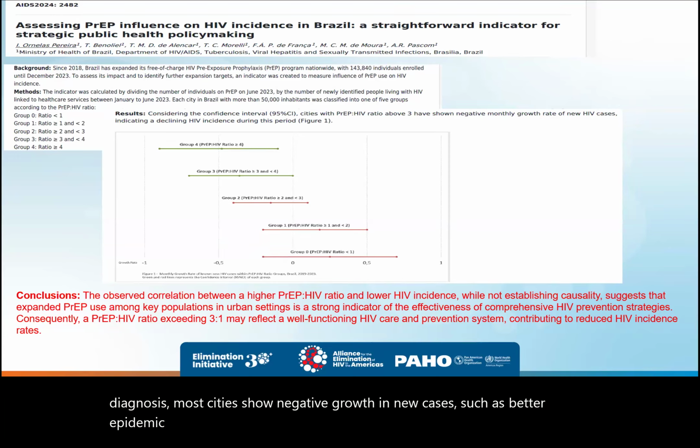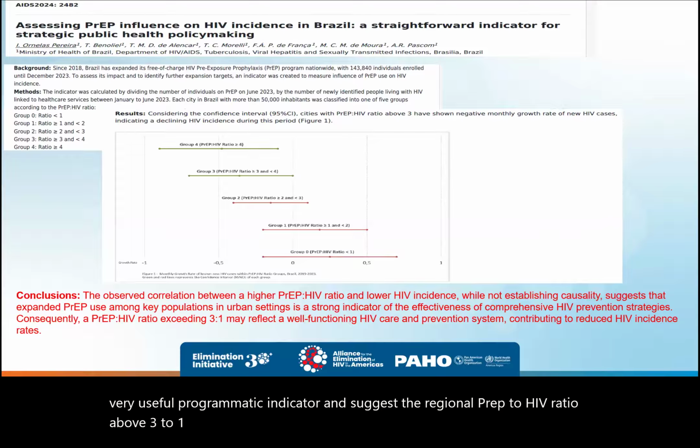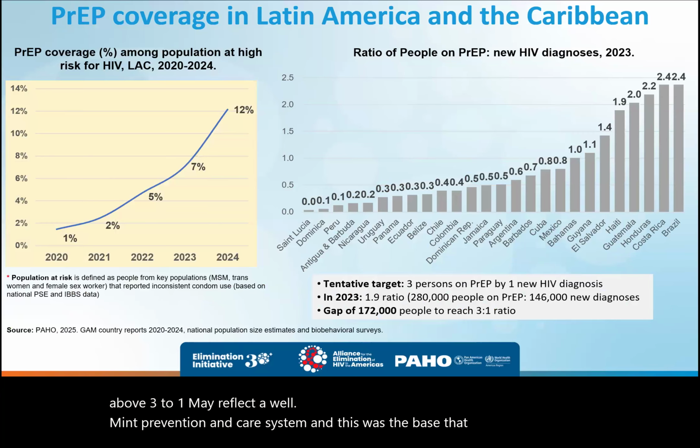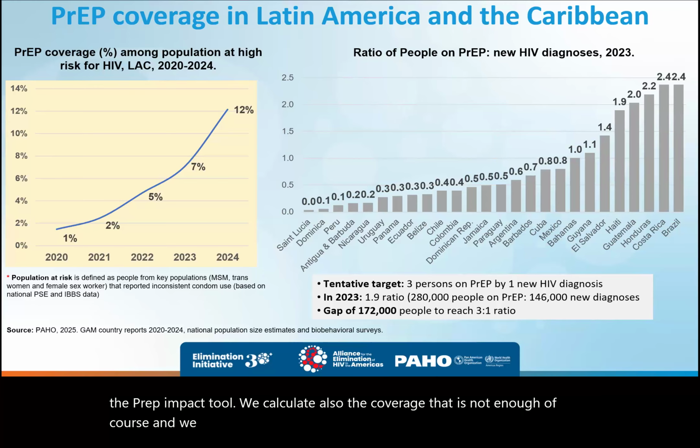We know that this does not establish causality, but it provides a very useful programmatic indicator and suggests that reaching a PrEP to HIV ratio above 3 to 1 may reflect a well-functioning prevention and care system. This was the base that we used to develop the PrEP impact tool. We also calculate the coverage, which is not enough, of course, and we calculate the ratio of people on PrEP to new HIV diagnoses.